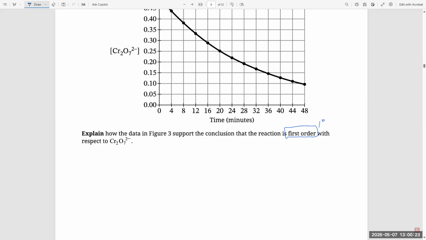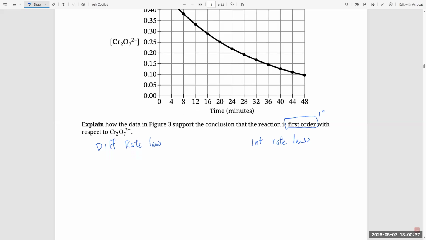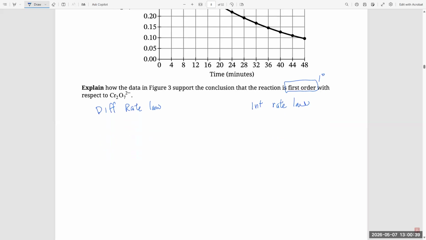What do we know? There are two types of rate laws, right? First is what? Differential rate law. And you've got your integrated rate law. All right, so what's the deal here? In differential rate law, what are we looking at? If you change the concentration in first order, how do we know? In differential rate law, we know that if you increase the concentration twice, it results in the rate increasing twice, right?